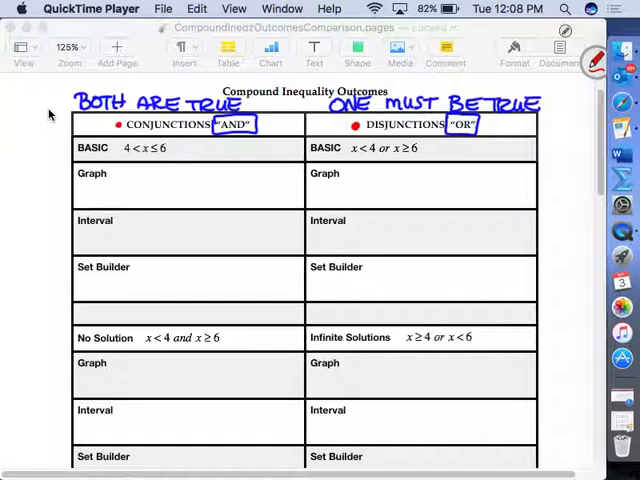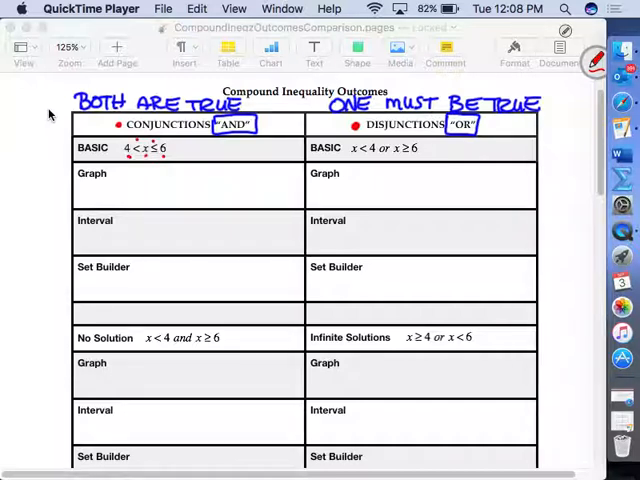So here's the basic example of a conjunction. You can see that I've got this arranged, just written one time with the variable in the middle. Notice that 4 is actually less than 6. Both inequality symbols are facing in the same direction.